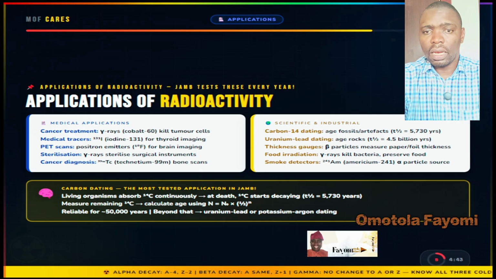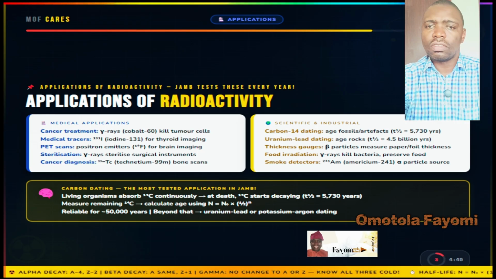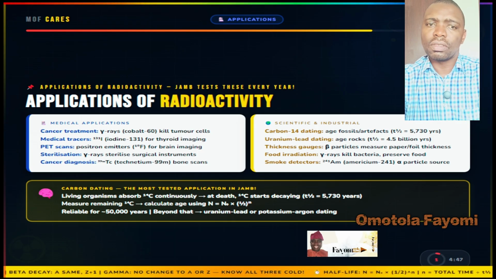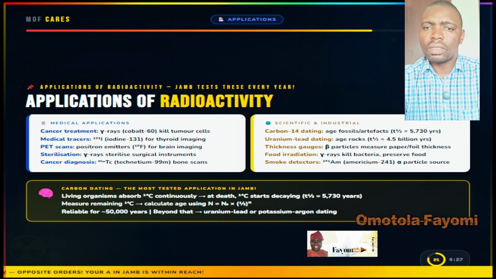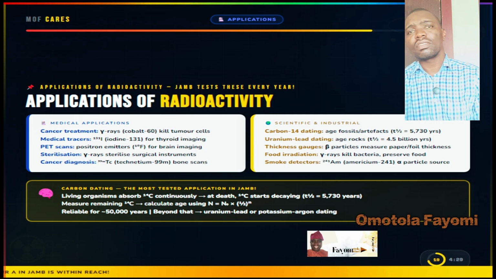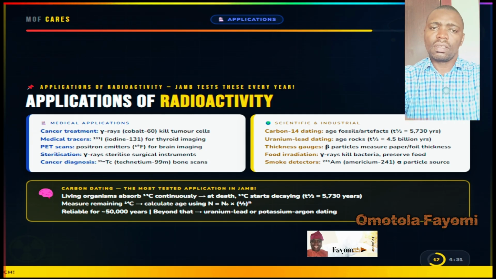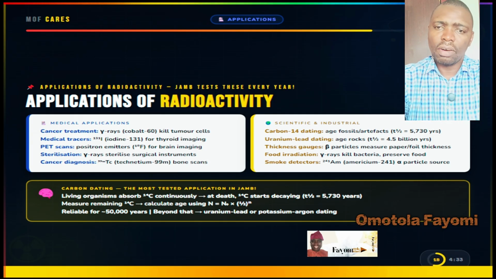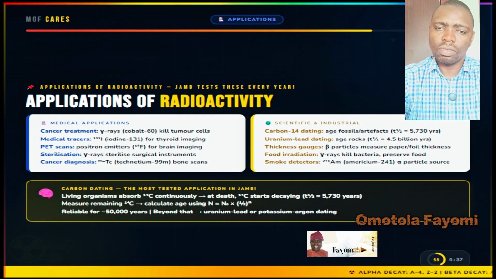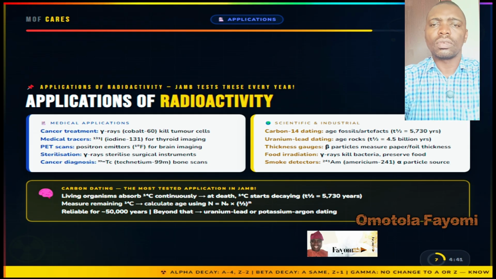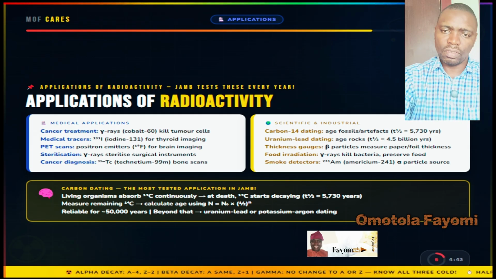Carbon-14 dating. While alive, organisms continuously exchange carbon with their environment. When they die, the carbon-14 in their body starts decaying with a half-life of 5,730 years. By measuring how much carbon-14 remains, scientists can calculate how long ago the organism died. Reliable to about 50,000 years.